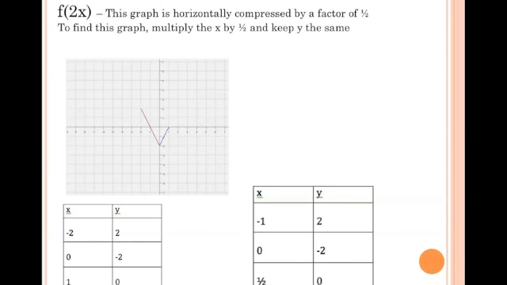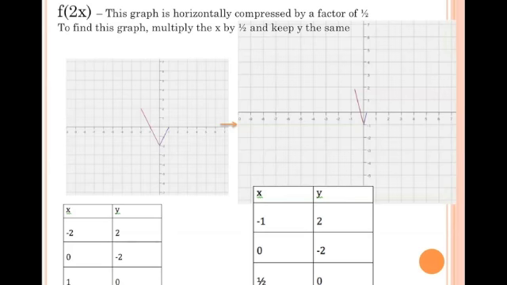When x is multiplied by 2 inside of the parentheses, this graph is horizontally compressed by a factor of 1/2. To find this new graph, you would multiply x by 1/2 and leave y the same. The new graph would look like this.